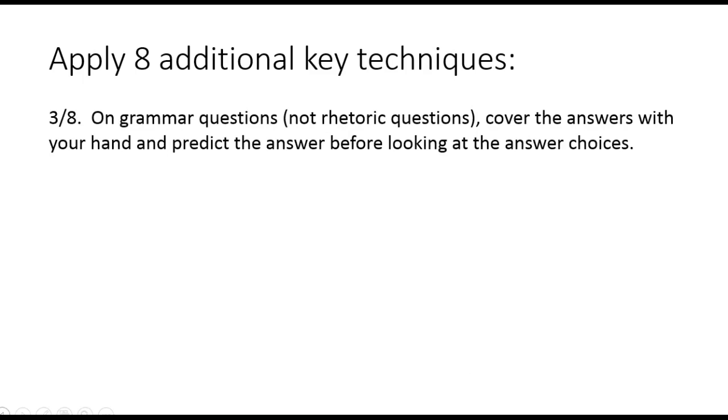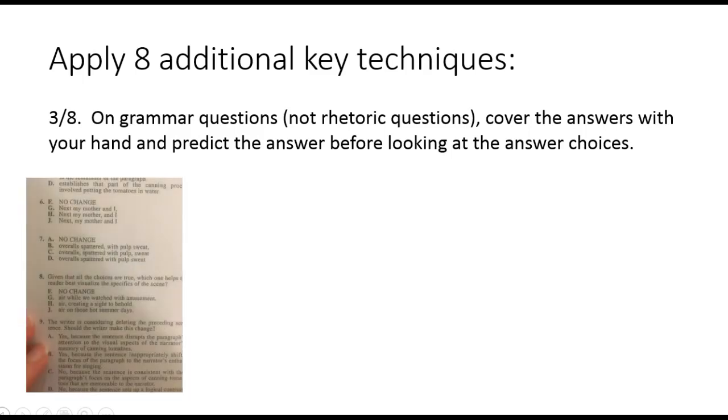There are 2 types of questions on English, grammar and rhetoric. Grammar questions are just questions about those 50 plus grammar rules. The rhetoric questions are longer and a little wordier. They're asking you not about grammar, but, hey, what decision should the writer make here if they're trying to convey X? On grammar questions, say questions 6 and 7, those are grammar questions. 8 and 9, those are a little longer, wordier, those are rhetoric questions.